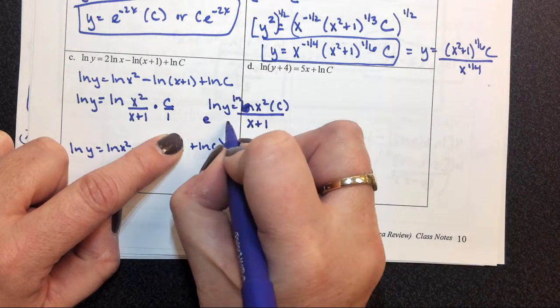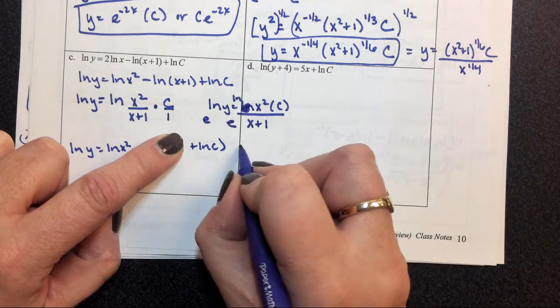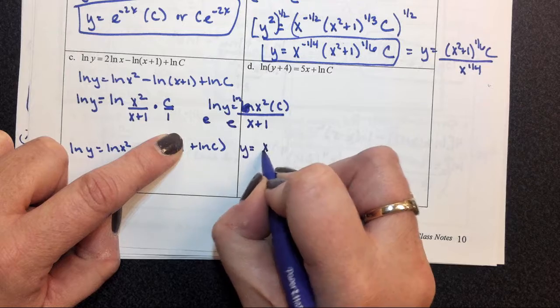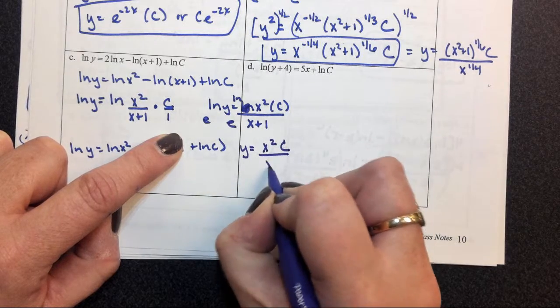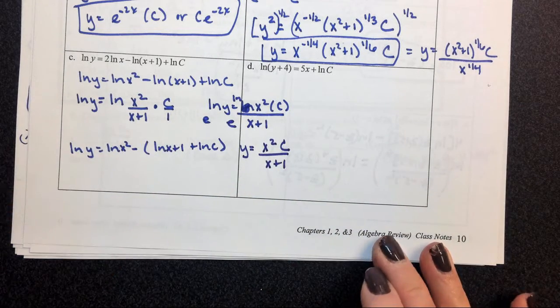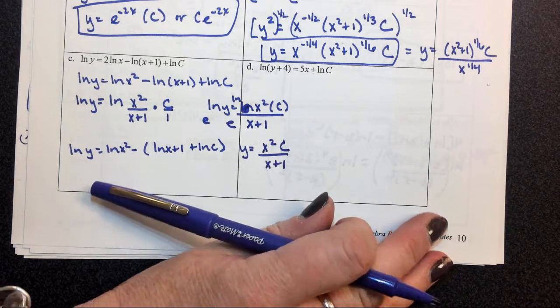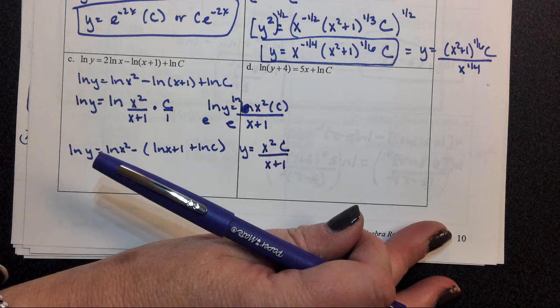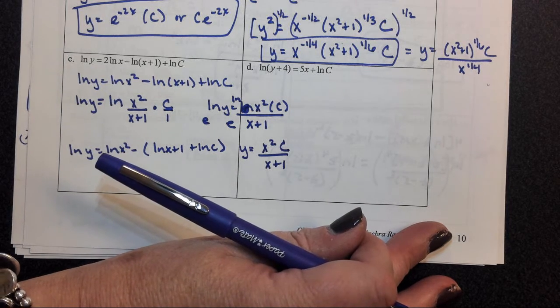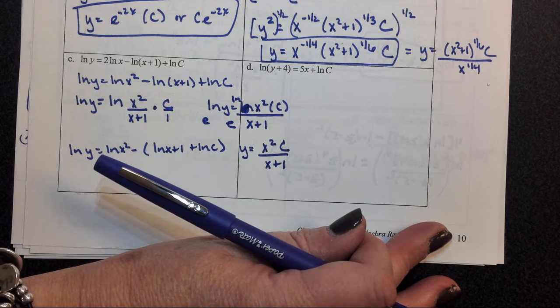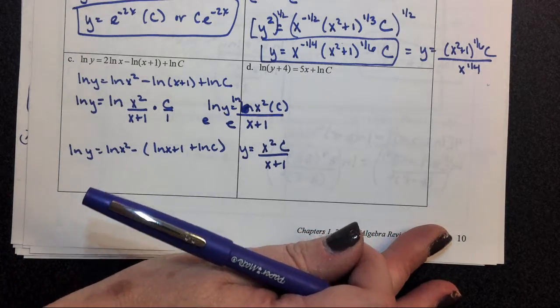And now I can exponentiate. So I have y is equal to x squared times c over x plus 1. So just make sure before you exponentiate, condense both sides of the equation as much as possible before you raise both sides of the base. All right, so any questions on that?